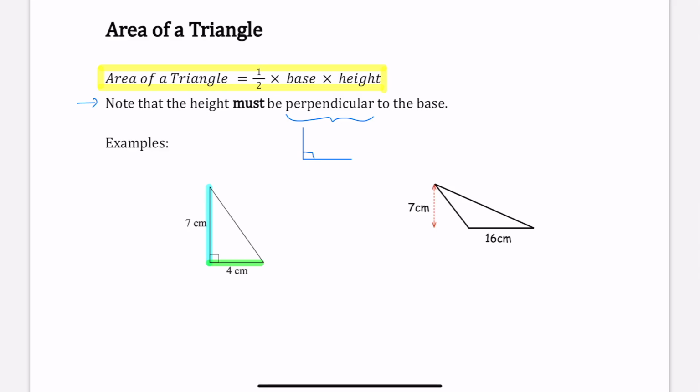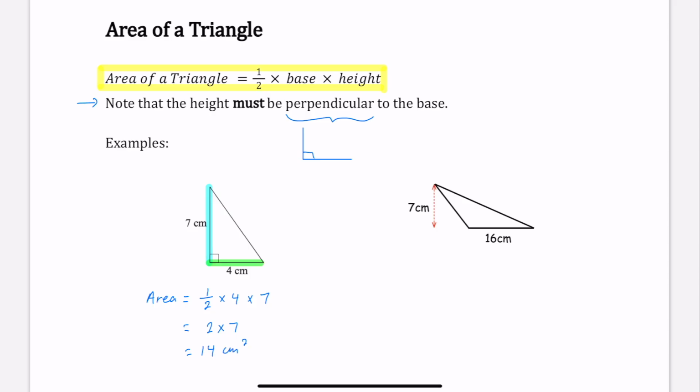Okay, so let's use the formula. Area equals half times the base, which is 4, times the height, which is 7. So if we simplify that, I'm just going to do the half times 4 first, which is 2. So 2 times 7, which is 14. Now it's also important to write the unit, which is centimeter squared.